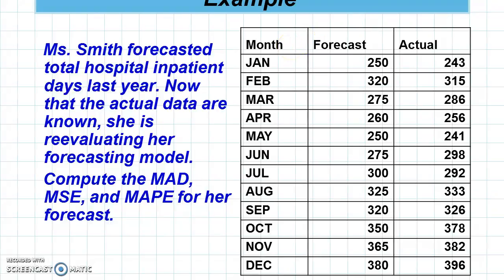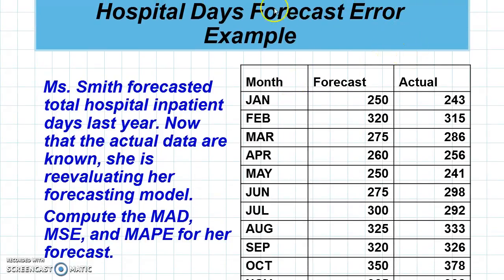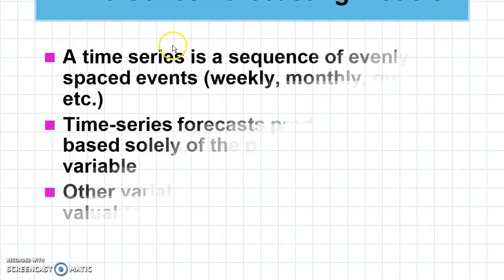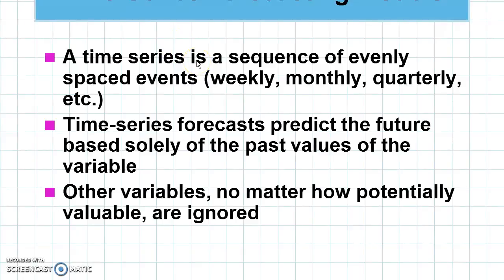We have a situation here. We'll be playing with this data set generally, but hospital days, forecasting error, and you can see all the forecasts, and you can also see the actual data that came up. And again, that allows us to understand the amount of error in our model so we can deal with that. But the time series is a sequence of really evenly spaced events, whether it's weekly, monthly, or quarterly. We don't care about other data, whether it's incredibly valuable or not. We're interested in predicting the future based on that sequence of evenly spaced data.